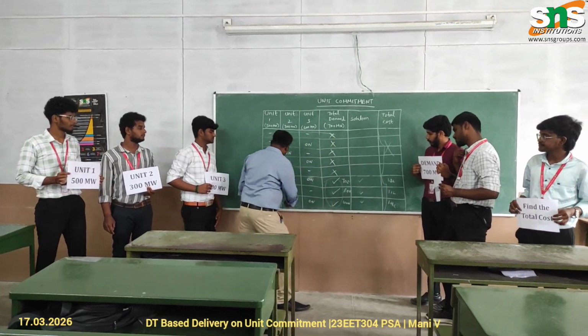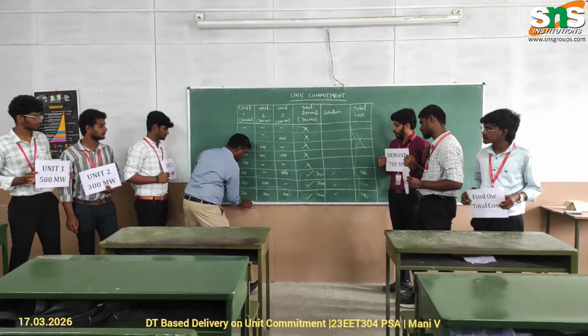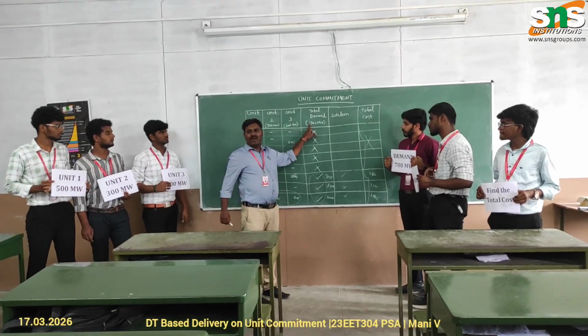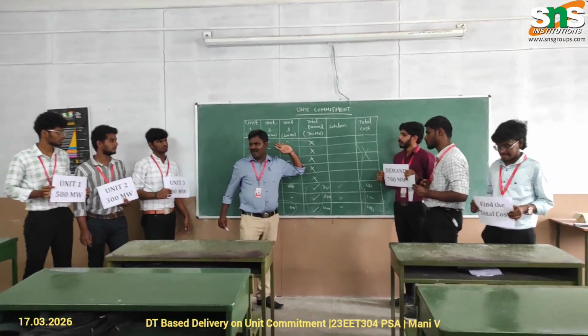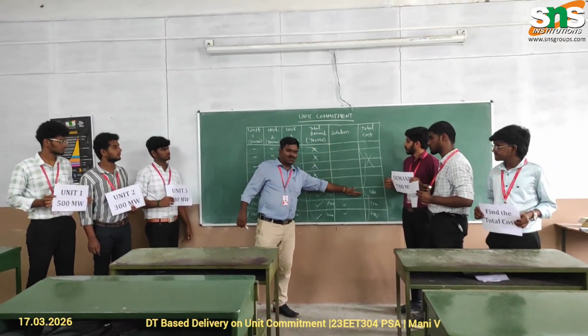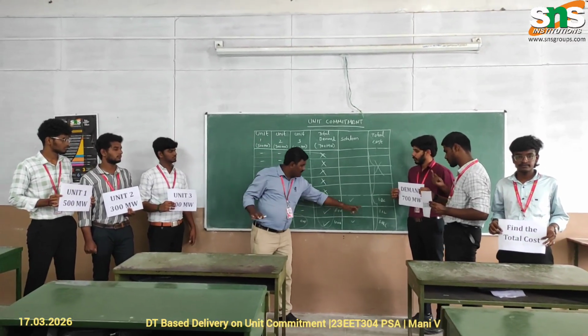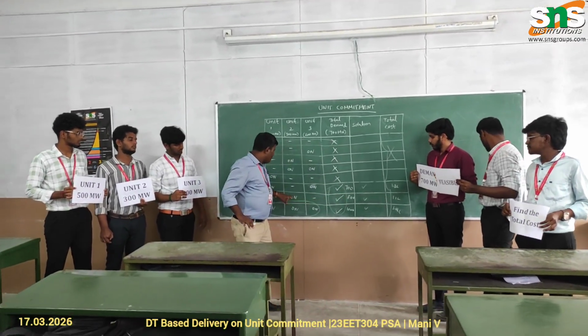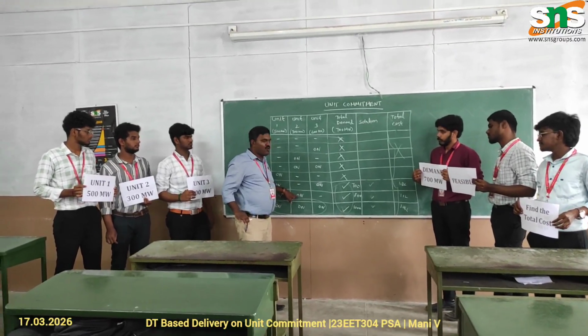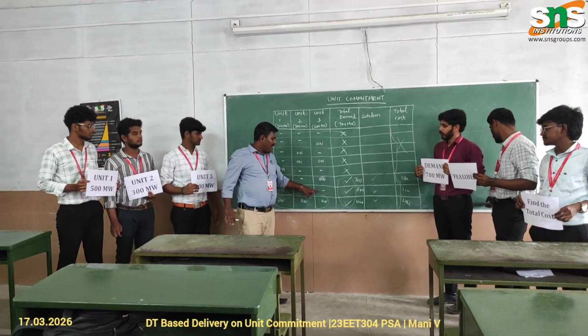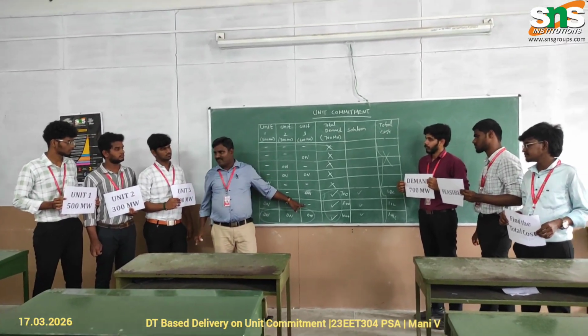So here we have to turn on all three units in order to meet the demand of 700 megawatt. Based on the total cost only, we have to allocate which unit has to be turned on. Suppose this is the most economical, we have to allocate only unit 1, unit 2 turned on, and unit 3 turned off.